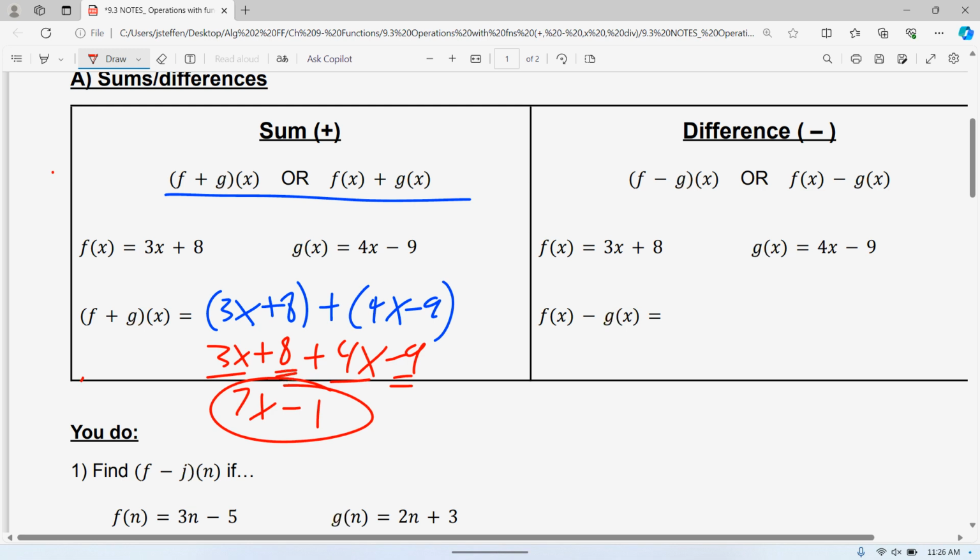Technically, I think it should probably be written like this: f plus g of x is equal to 7x minus 1. But I'm not going to make you guys do that.